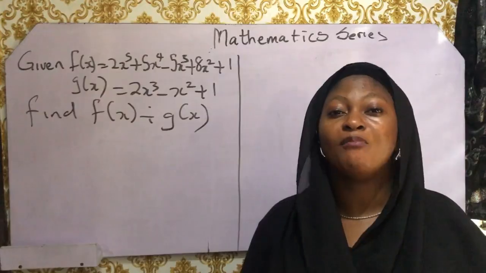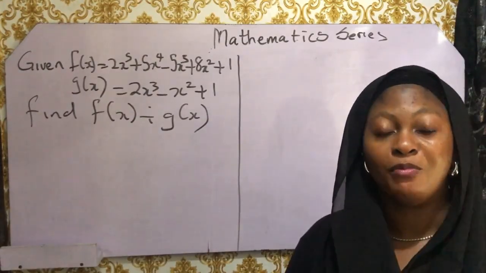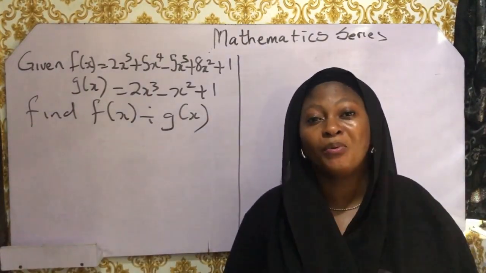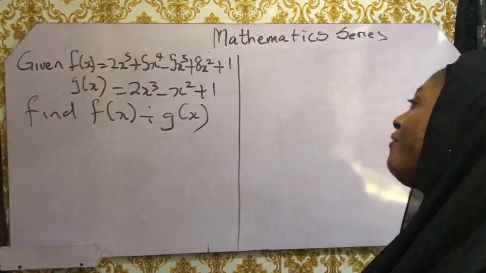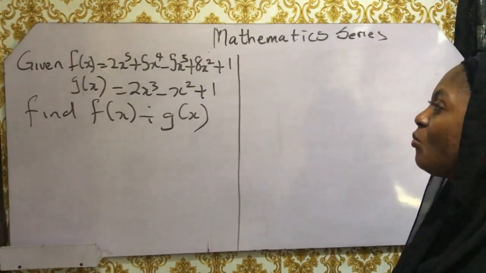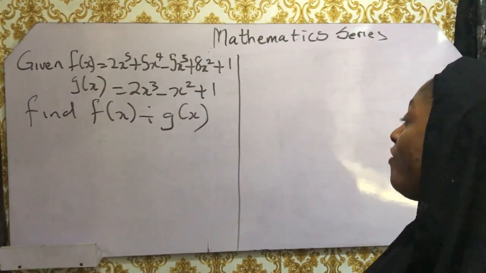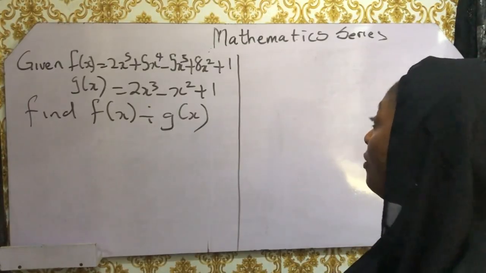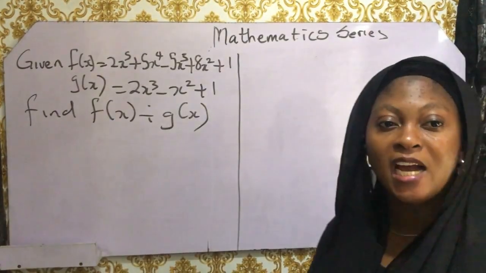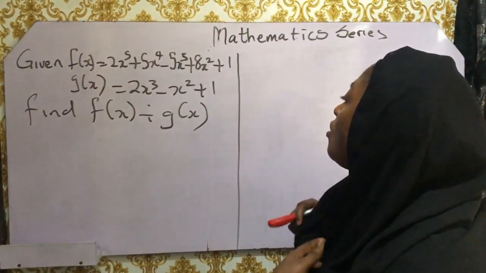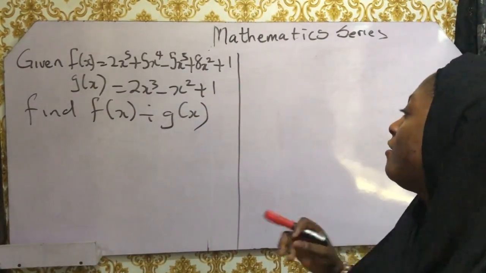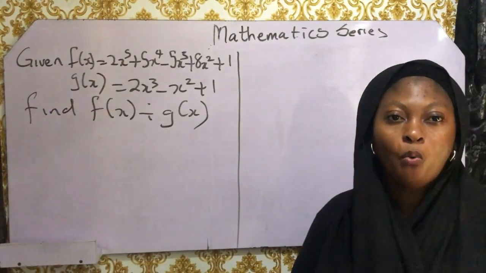We are still going to be taking more examples on division of polynomials. Let's consider the example we have on the board. We have given f as a function of x equals 2x to the power of 5 plus 5x to the power of 4 minus 5x to the power of 3 plus 8x to the power of 2 plus 1. And g as a function of x is equal to 2x to the power of 3 minus x to the power of 2 plus 1.